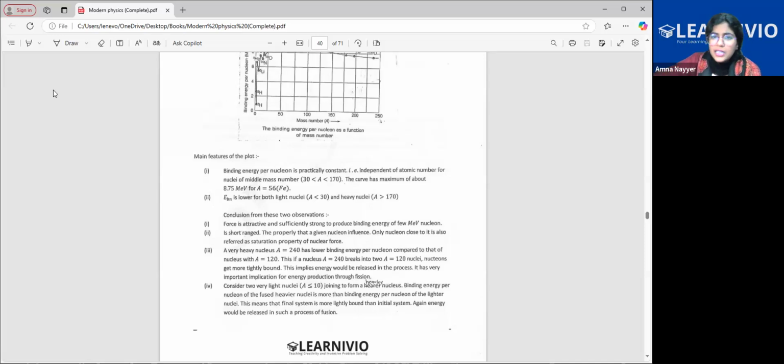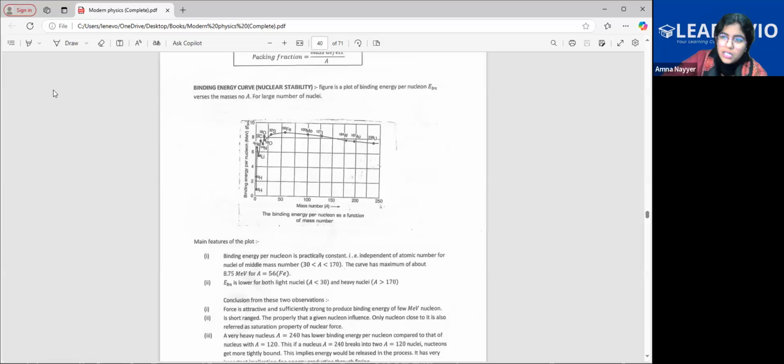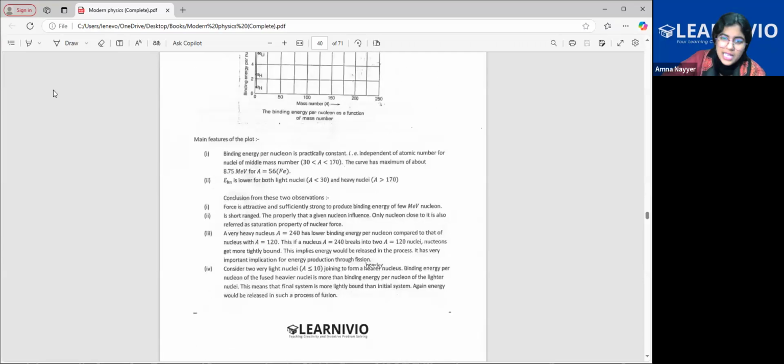This means that the energy that is holding all the nucleons inside the nucleus, when the binding energy is released, all of it will be released out. This is what the binding energy curve is. So just draw the curve if it comes in the exam, and write down the main features and then the conclusions from the above. That's it, that is what you have to remember from this.